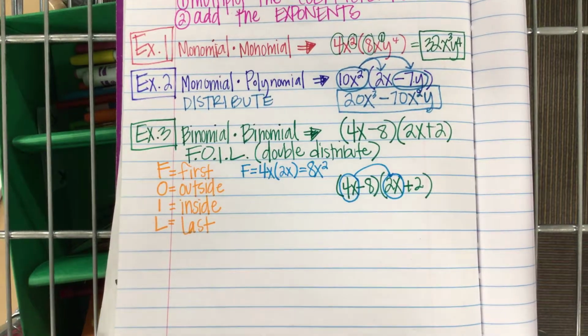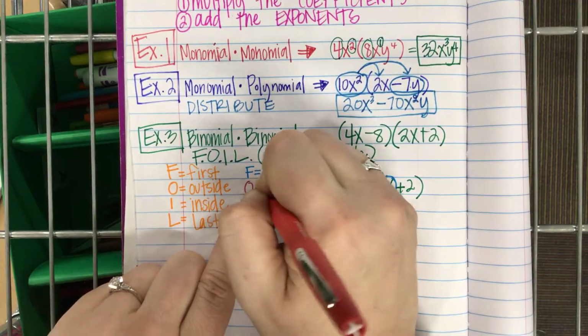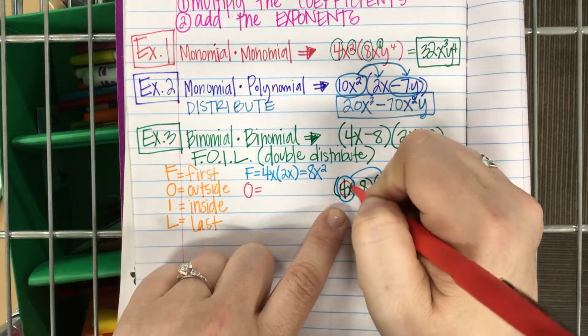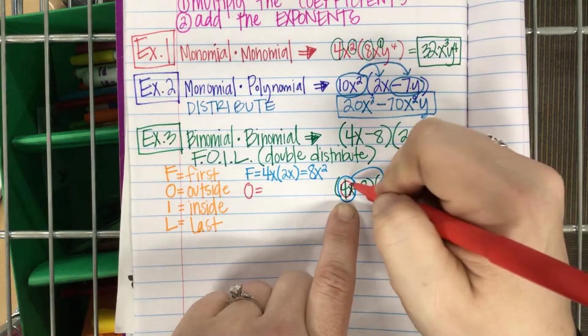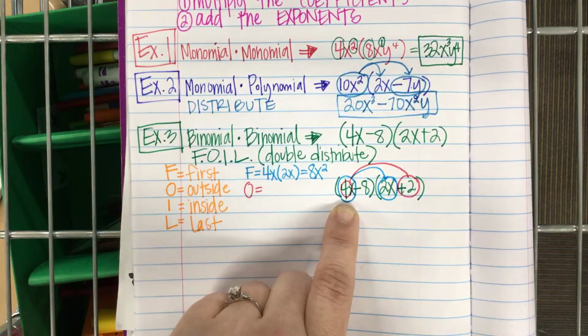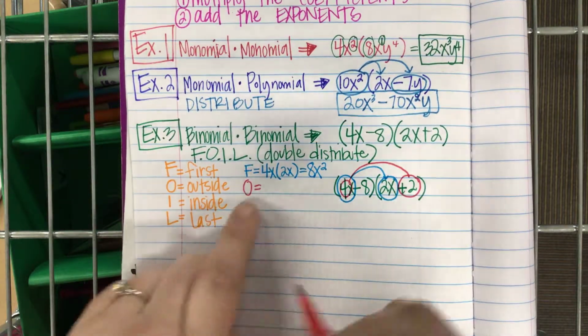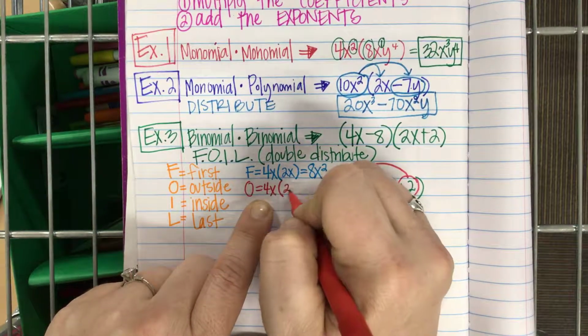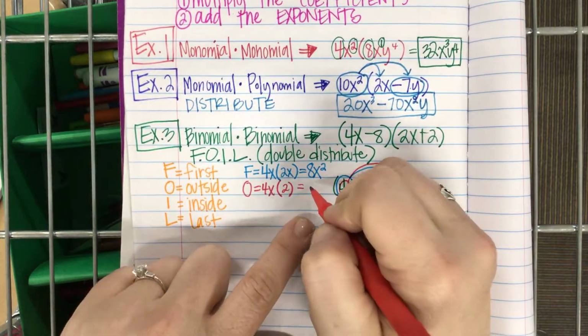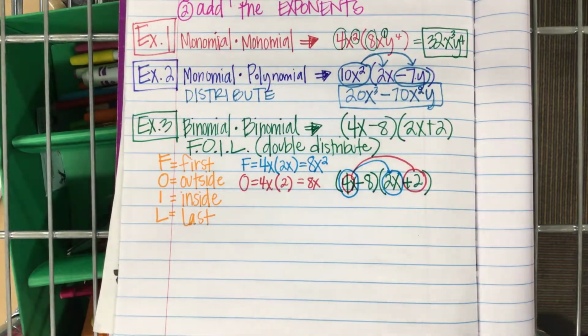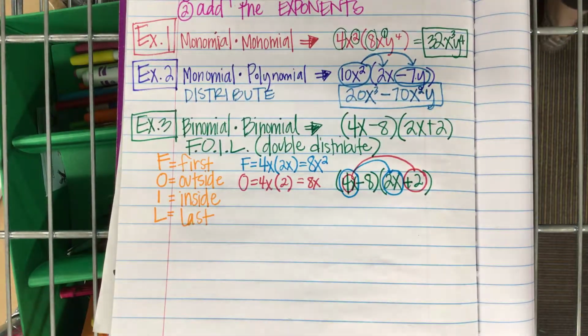O stands for outside, meaning 4x is on the outside of the problem and plus 2 is on the outside of the problem. 4x times 2. 4x times 2 is 8x. Look, all I did, double distributing, I distributed 4x to both terms, first and outside.